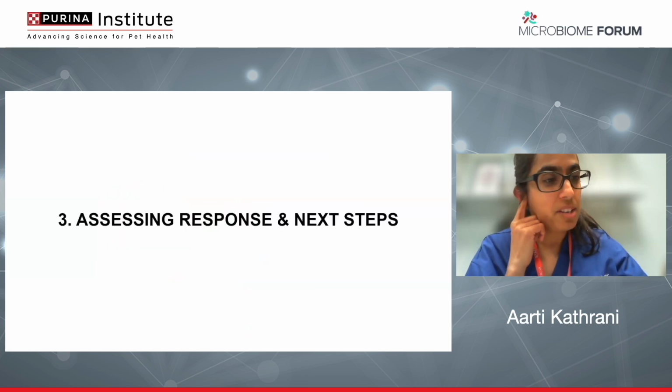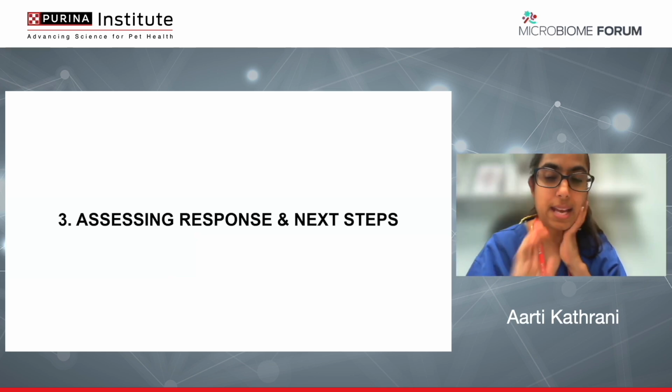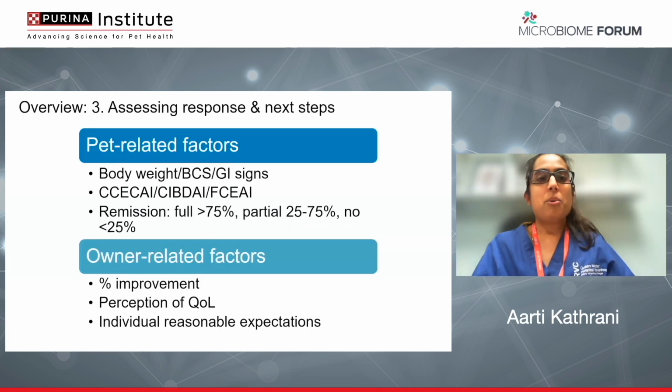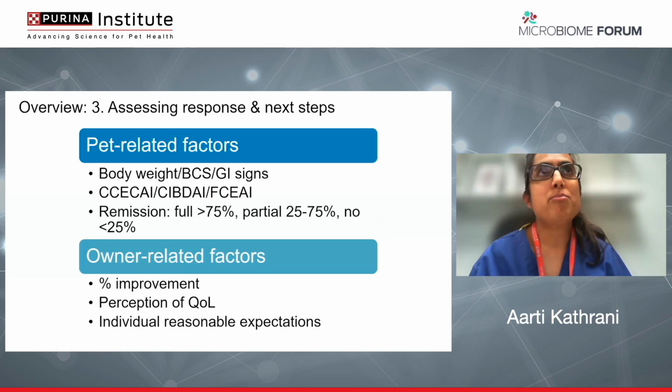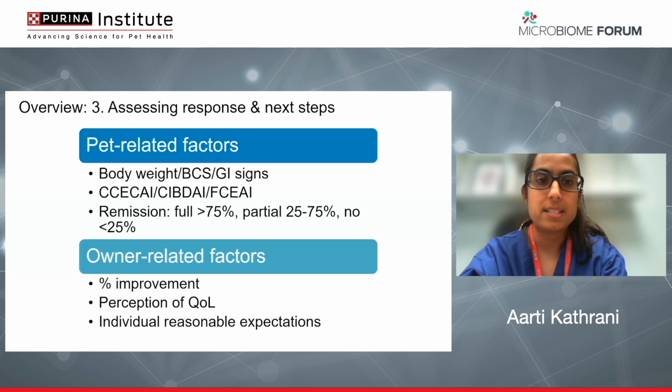So finally, what I'm going to focus the next 10 minutes on is just how do we assess response and the next steps. So assessing response and next steps, I break this down into 2 factors, so pet-related factors and owner-related factors. So the pet-related factors that I'm looking at is, has that patient, if it was a patient that was losing weight or had a low BCS, is it gaining weight? Has it reached ideal BCS? What are its gastrointestinal signs looking like?